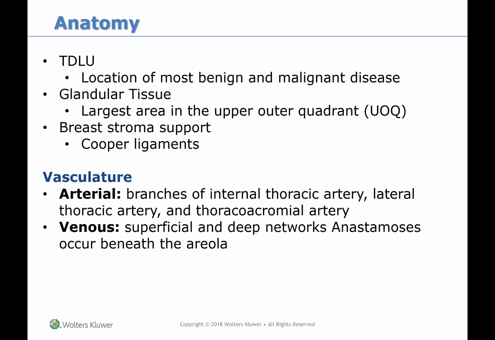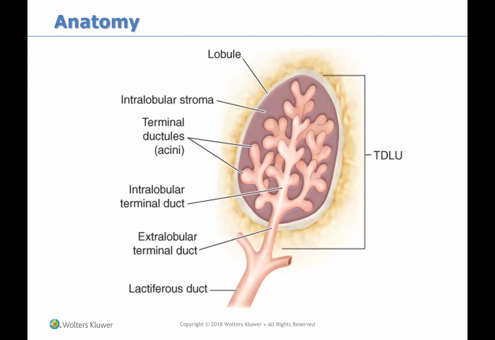There also is some vascularity in the breast. There are arterial branches that help feed, and then venous. Here's the terminal ductal lobular unit. There are quite a few of these, and this is where the cancer likes to go. But this is also where the milk is produced, so you've got to have it.